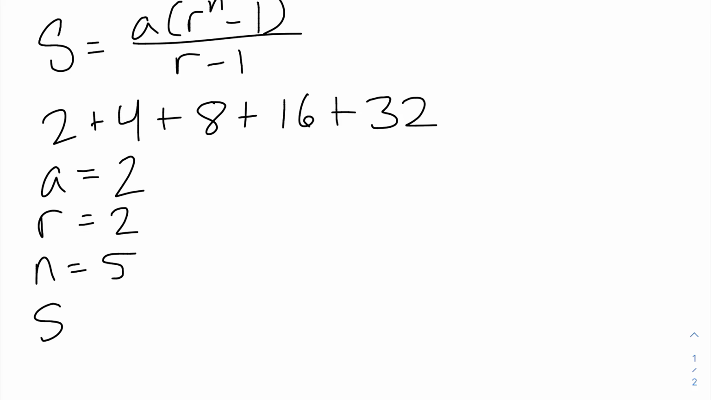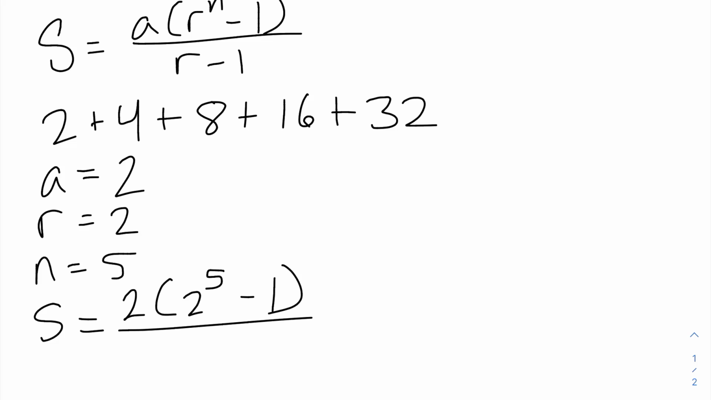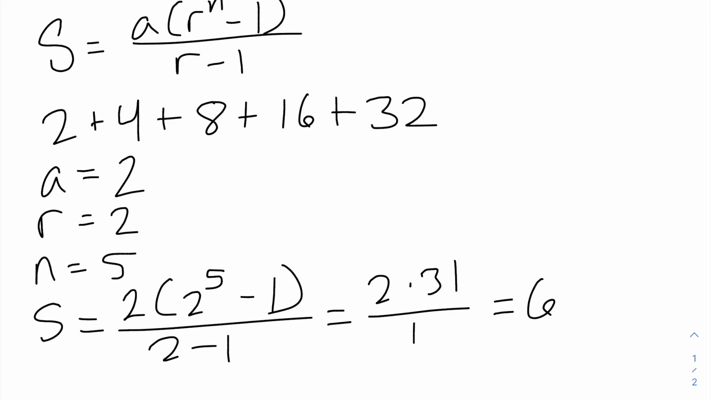That means our sum should be equal to 2 times 2 to the power of 5 minus 1, divided by 2 minus 1. That's going to be 2 times 31 over 1, which is 62.